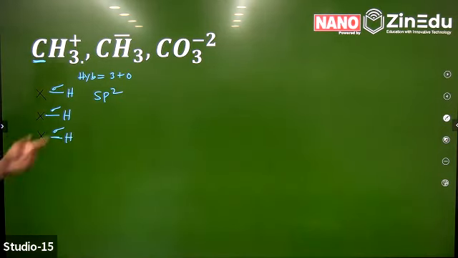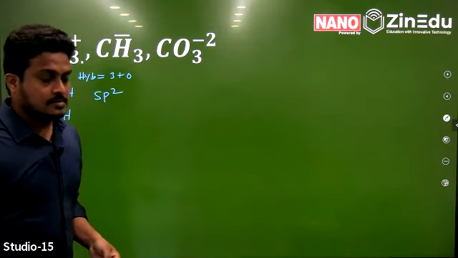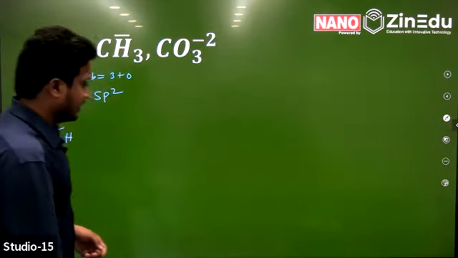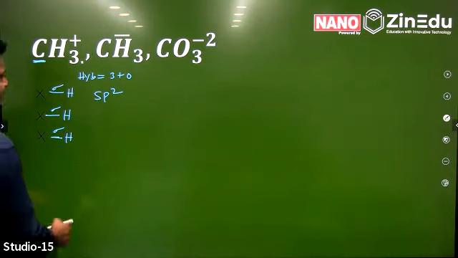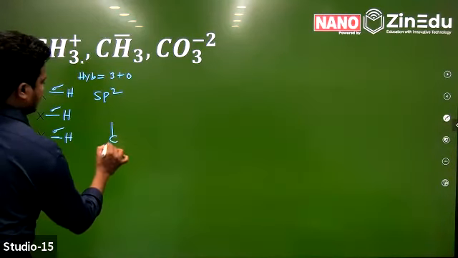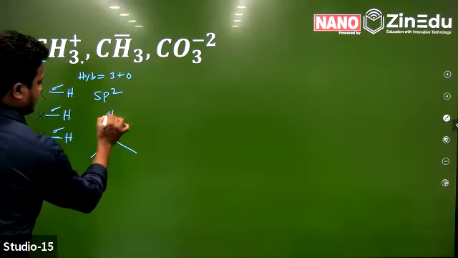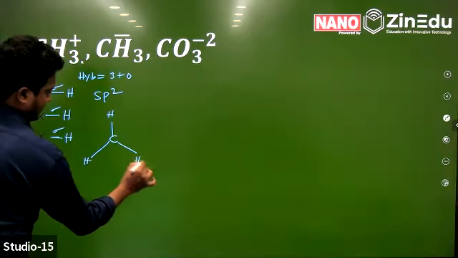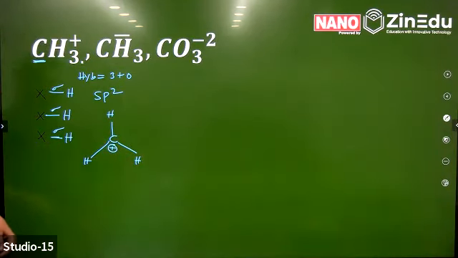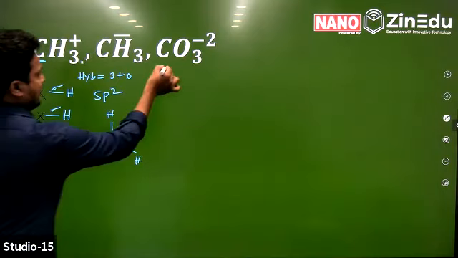The shape of the molecule is trigonal planar. This is carbon, like this, and this is the positive charge. Now coming to carbanion.